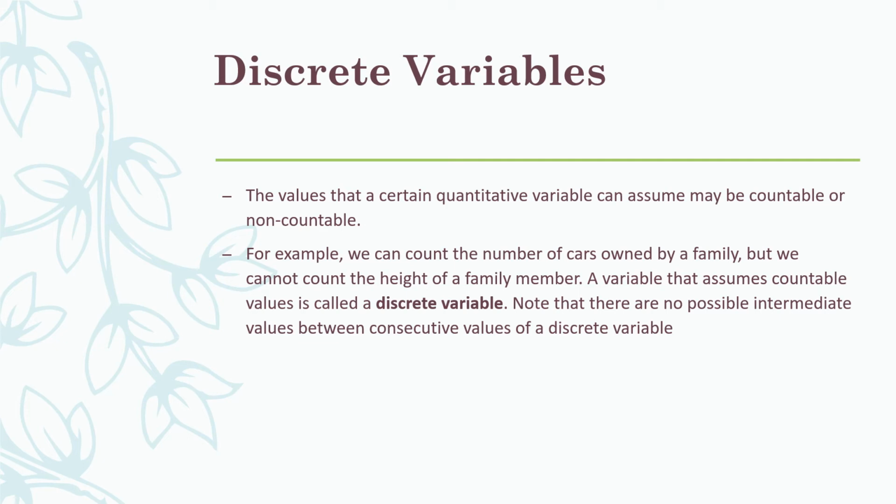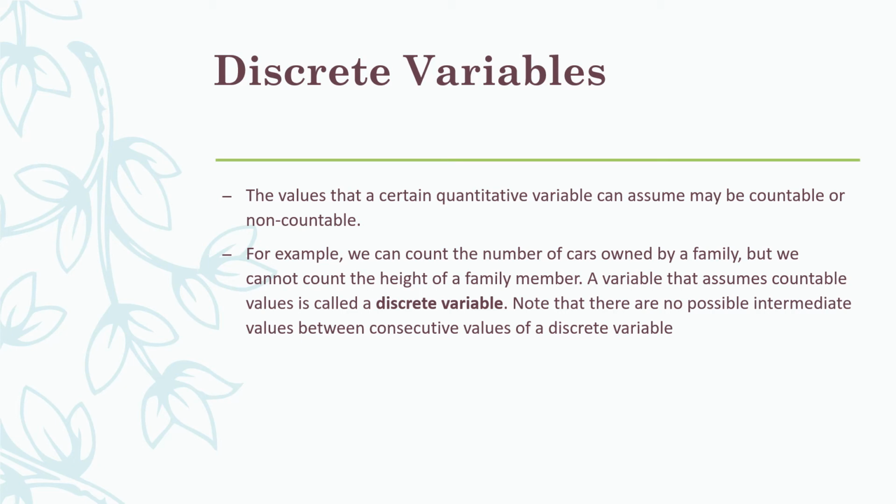So for example, we can count the number of cars owned by a family, but we cannot count the height of a family member because height is a value that we get from our process of measuring. And in measuring, you rarely get a whole number. You can't count it. You have to measure it first of all. And in measuring, you rarely ever get a flat value. It's always going to be a fractional value.